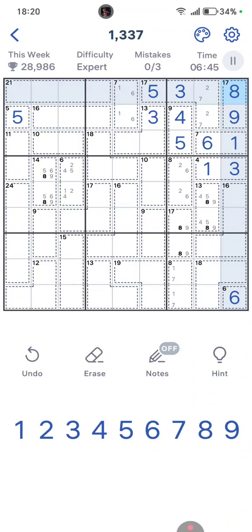Cool. So 1, 2, 3, 4, 5, 6, 7. So that means 8 has to go along here, which means that this is 8 and 8. So yeah, it's 1 and 7, 2 and 6. Two and 7, because it can't be 1 and 6 there. Okay, excellent.